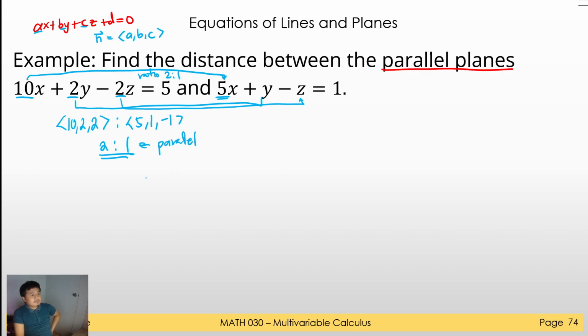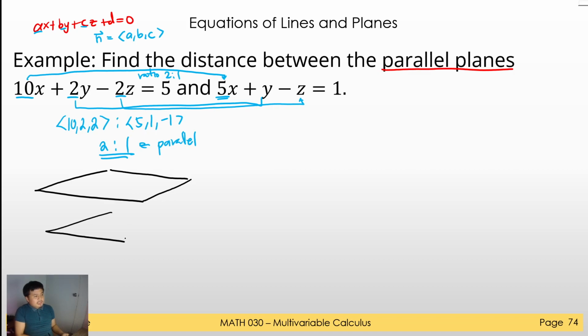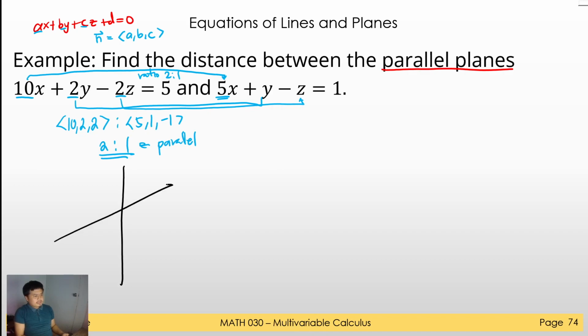Now how do we find the distance between these two parallel planes? Let's imagine these two planes. They are parallel, so they are just on top of each other. And actually we should draw the coordinate system. Let's say this is your first plane, and then we have a second plane here that is parallel to this plane.